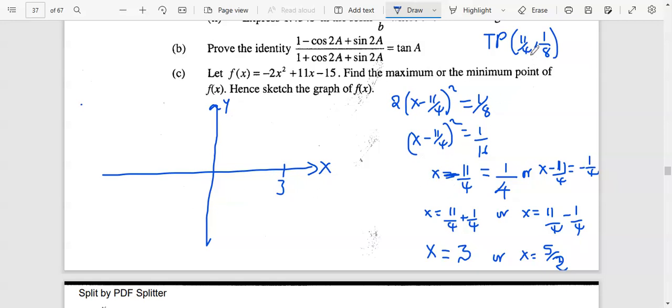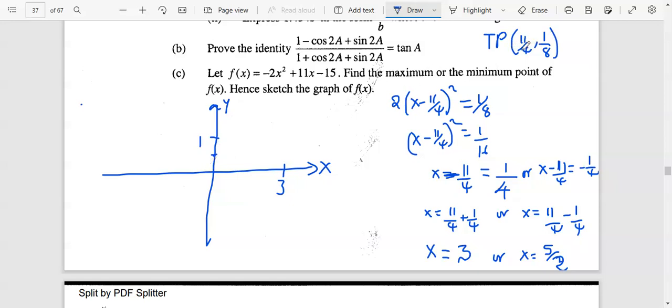Okay, let's look at the turning point. The turning point is 11 over 4, comma 1 over 8. Now 11 over 4 is approximately equal to 1 point something. So if this is a 2 here, then this is a 1. Or actually that is an x value. For the y value, it is 1 over 8. 1 over 8 is a number that is very small. It's almost near 0, because it's going to be smaller than 1 over 2. Okay, so it will be very down.